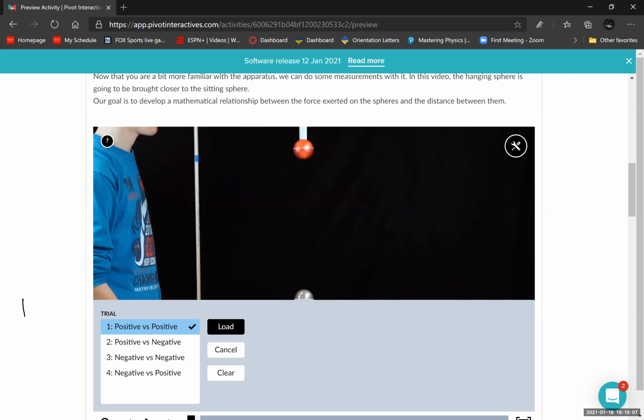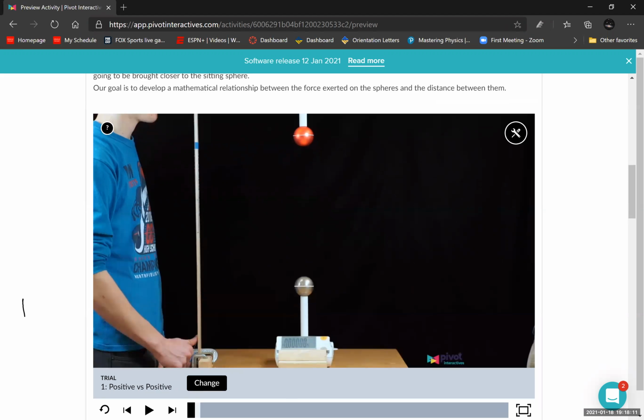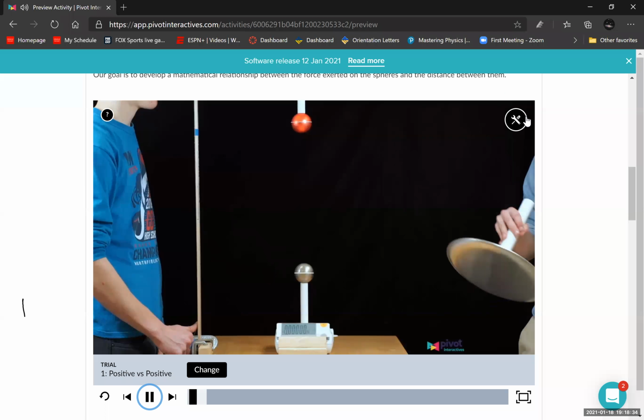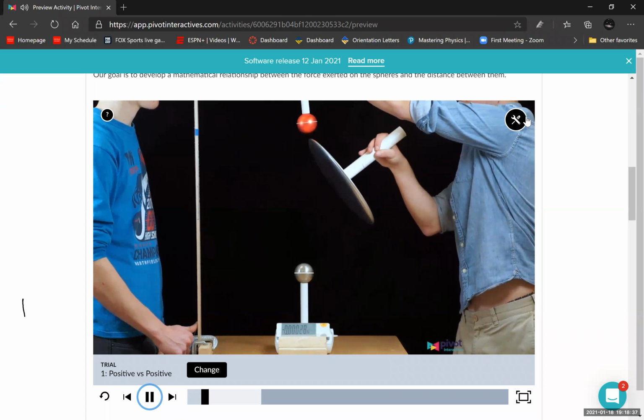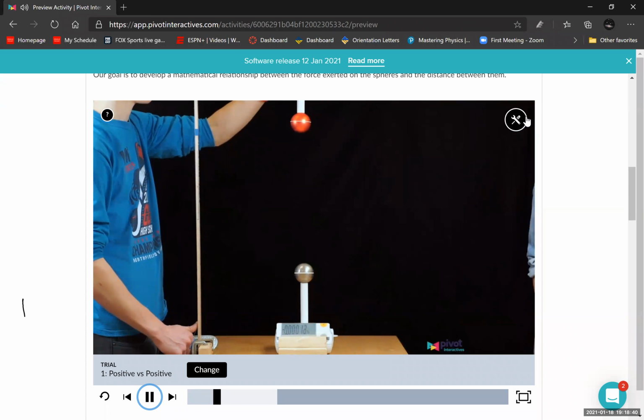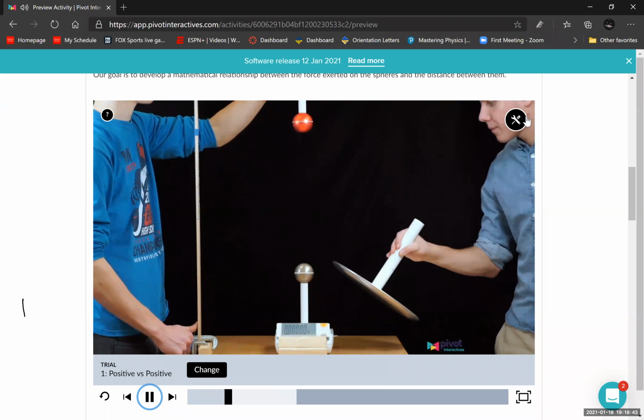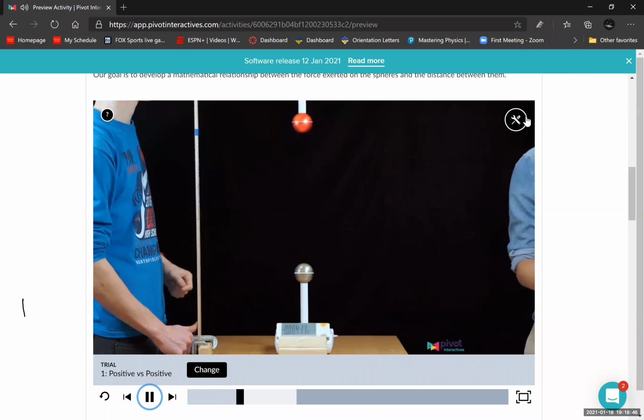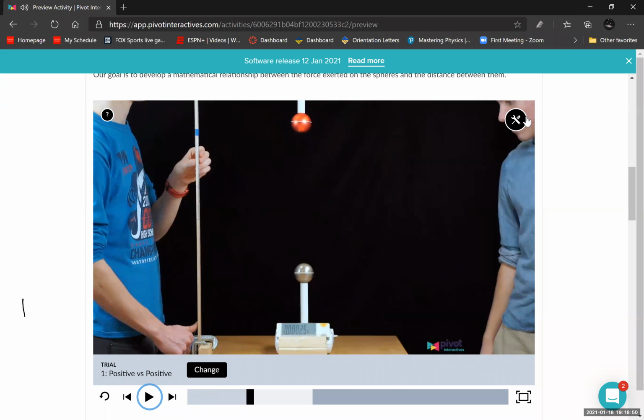All right, so let's see what we have. Now we have positive versus positive. All right, let's try again. So we're charging Q2, then we're charging Q1. Now both of them are positively charged. And then you can see, if I pause, that is the magnitude of the force of those two charged particles when they are separated by this distance right now. Now let's see what happens afterwards.